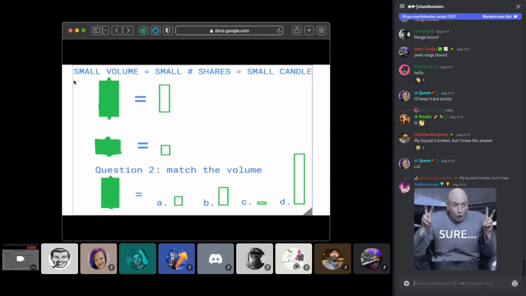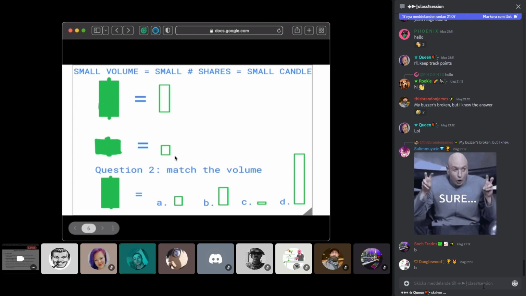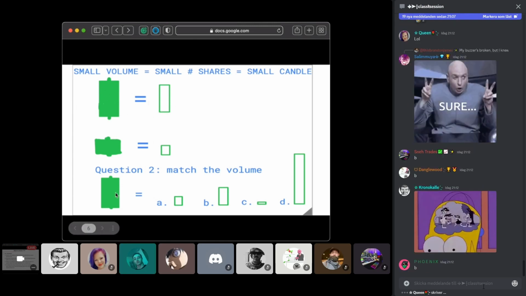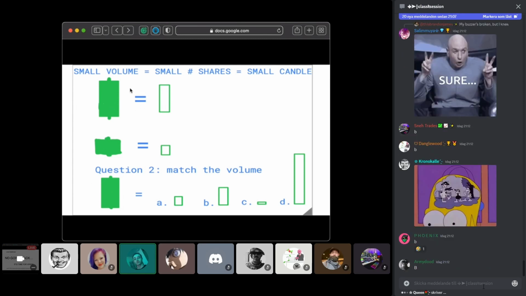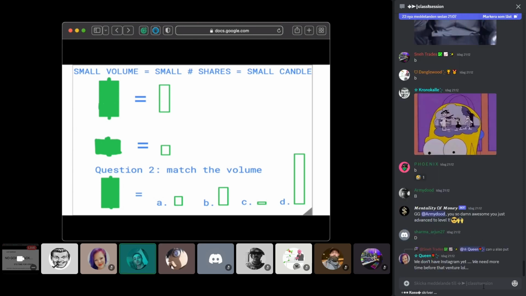Question 2 is on the bottom. If you think you can answer it now, go ahead, but I'm going to explain this quick. If you have small volume, then there's a small number of shares being traded. There's a small number of transactions, which would result in a small candle, as you can see here. If you have larger volume, you get a larger candle. So we have a candle here that's in between the small and large volume. Let's see if anybody got it.